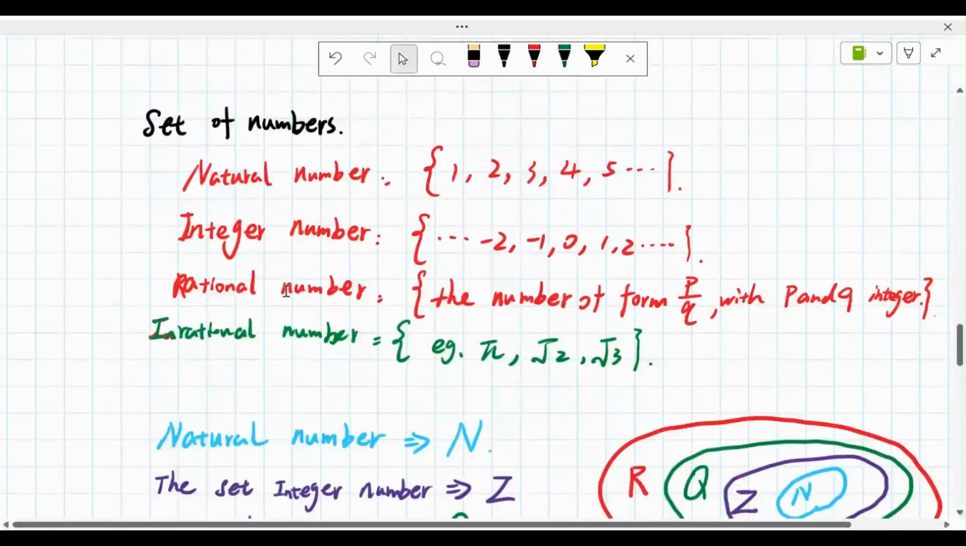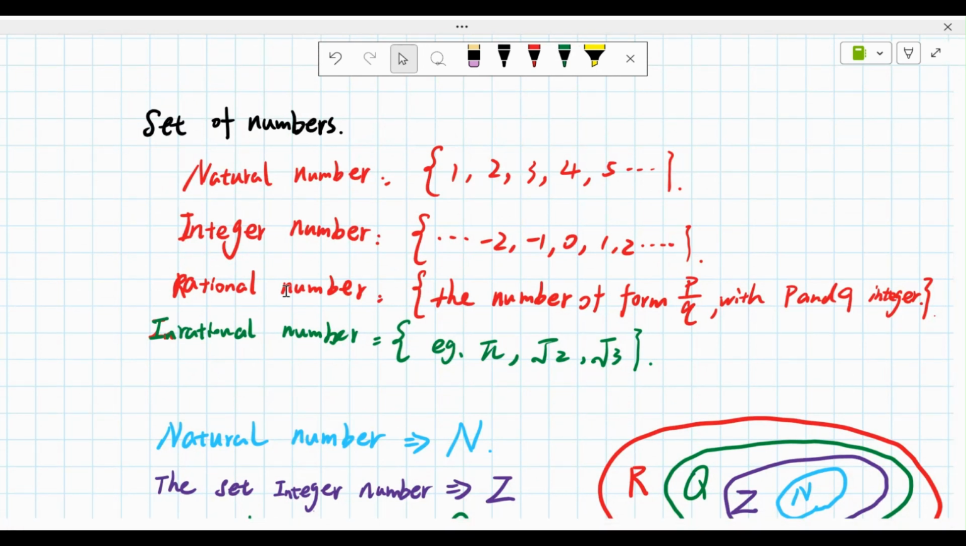Perfect. All right, and something also very important for you guys to know is what a natural number, integer number, rational number, and irrational number are. There are a couple of examples mentioned. You can rewrite them into your reference book, please. That will help you with the knowledge.